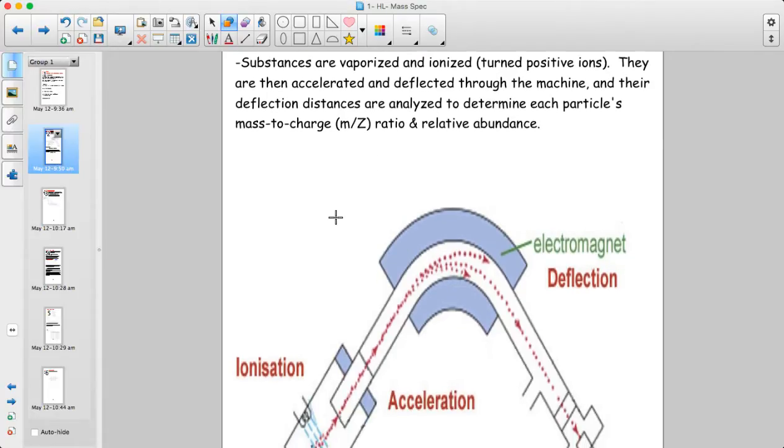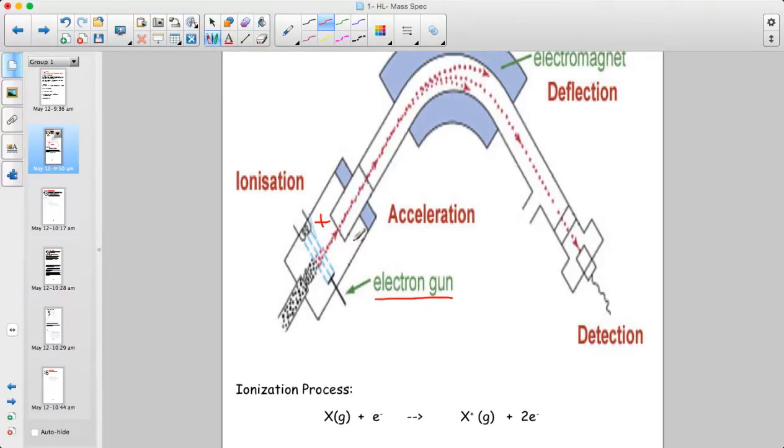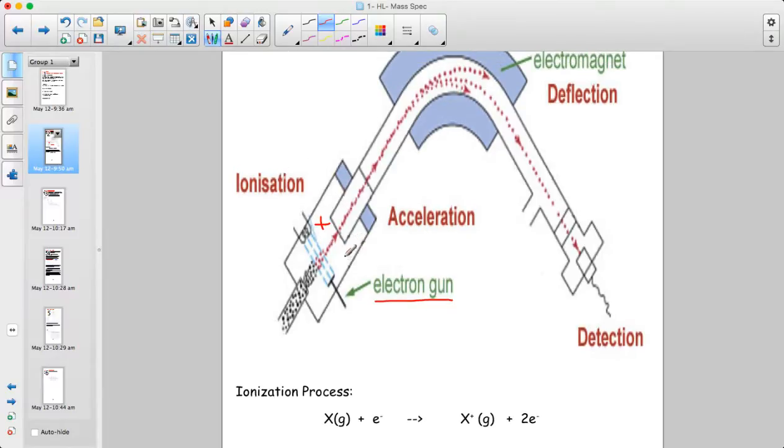So in a mass spectrometer, you insert a sample. That sample is vaporized, so it's in the gas phase, and then it's ionized with an electron gun. So something that actually fires lots and lots of electrons at the substance, and that gives the substances positive charges. The little particles end up with positive charges because the electrons end up knocking off other electrons when they collide. Once the things have turned into ions, now they can be accelerated. They're made to move really quickly through this chamber.